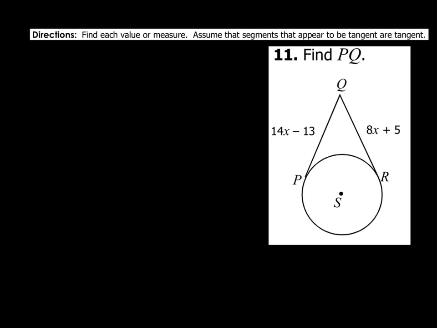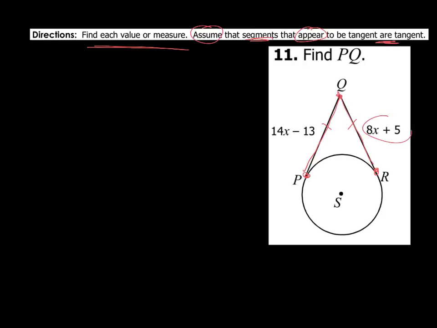So what do I see? I see that they want me to find the value or measure, and we can assume that the segments that appear to be tangent are tangent. So it appears that we have points of tangency right here, so I can assume that they are. Now, what do I know? I know that I have this external point and that these two segments right here are congruent.